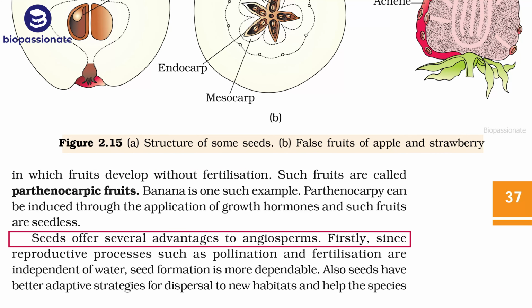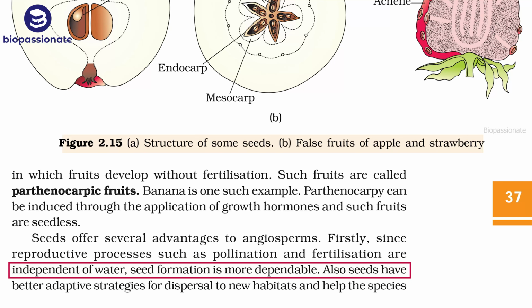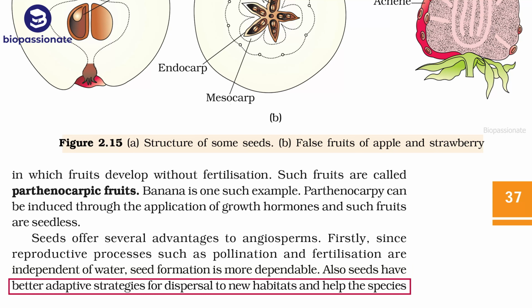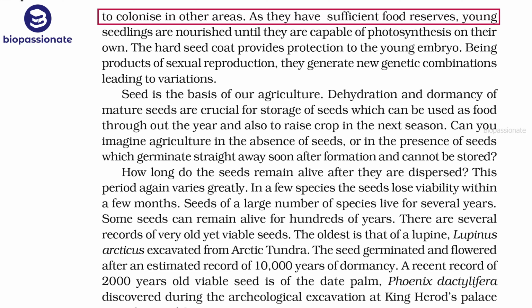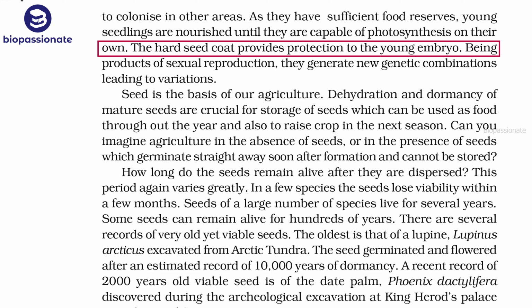Seeds offer several advantages to angiosperms. Firstly, since reproductive processes such as pollination and fertilization are independent of water, seed formation is more dependable. Also, seeds have better adaptive strategies for dispersal to new habitats and help the species to colonize in other areas. As they have sufficient food reserves, young seedlings are nourished until they are capable of photosynthesis on their own. The hard seed coat provides protection to the young embryo.